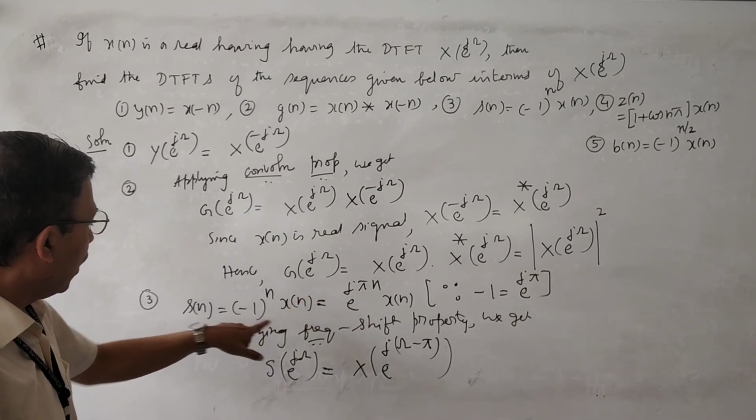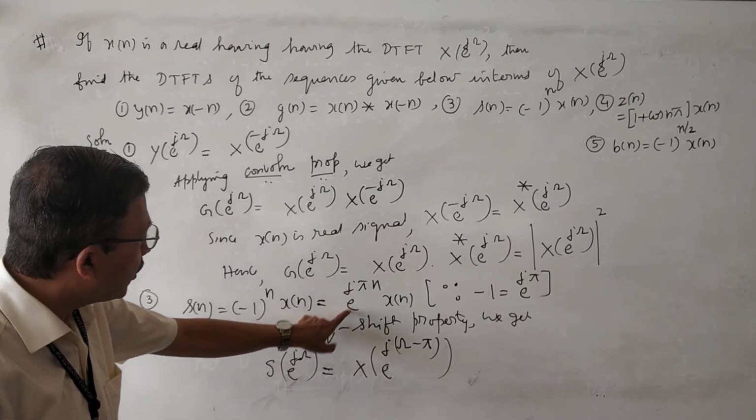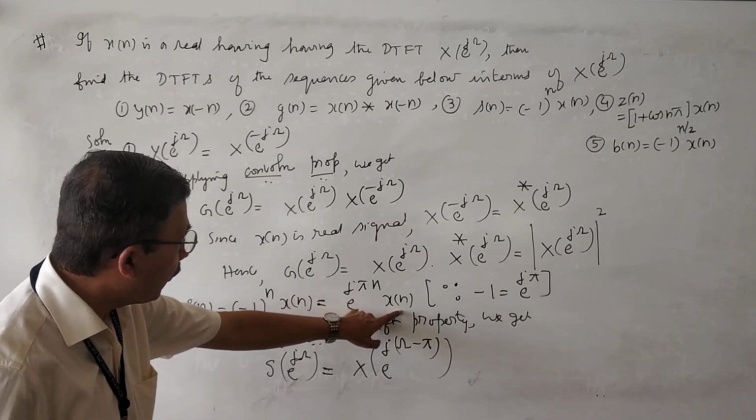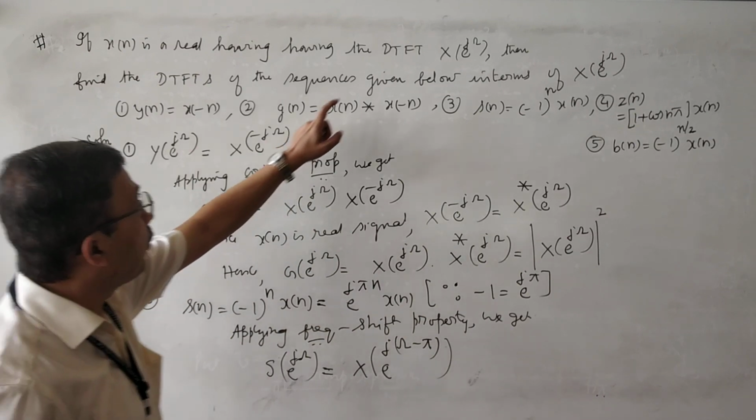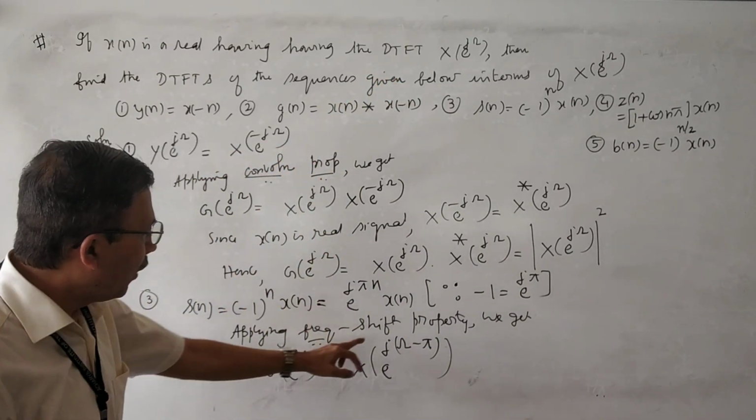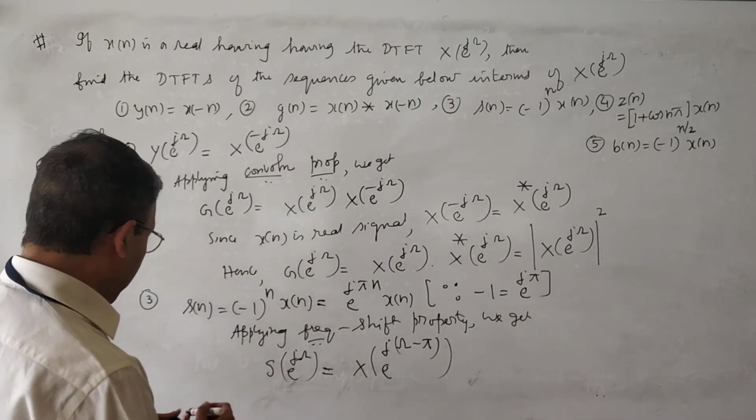What is s of n? E to the power j pi n into x of n. If x of n is multiplied by e to the power j pi n, in X of e power j omega, omega will get replaced by omega minus pi.